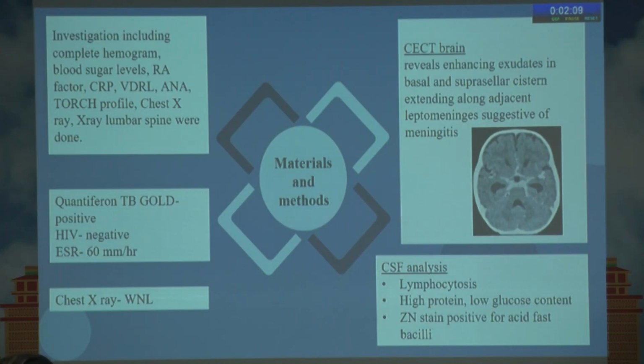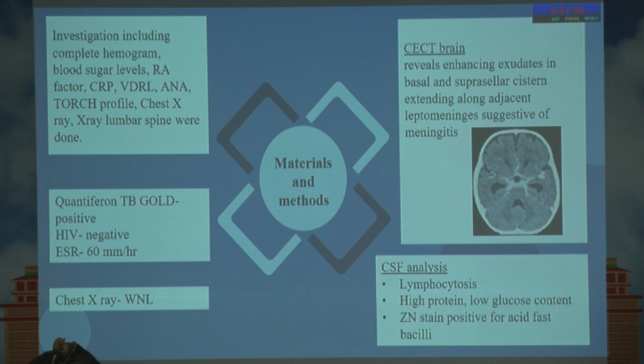So we suspected this to be a case of pan-uveitis, and the entire uveitic profile was done, including complete hemogram, sugar levels, RA factor, CRP, etc. The patient was found to be QuantiFERON TB Gold positive, HIV was negative, ESR was 60 millimeters per hour. However, chest X-ray was found to be normal. Since the patient presented to us with neck rigidity, we went on with a CECT brain and found enhancing exudates in the basal and suprasellar cistern extending along the adjacent leptomeninges, suggestive of meningitis.